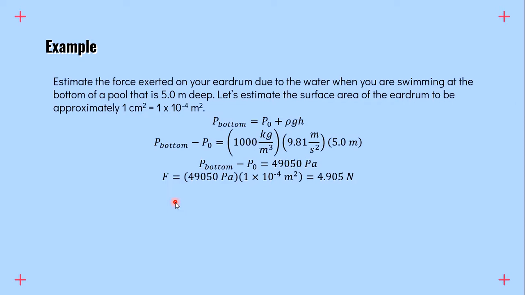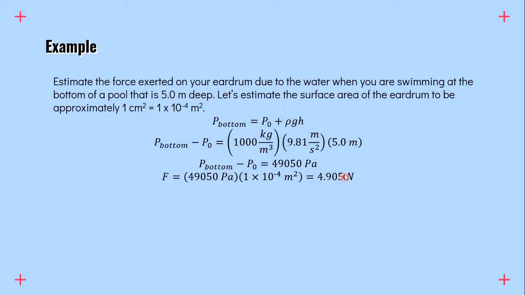The pressure at the bottom of the swimming pool is equal to atmospheric pressure plus rho gh. So that means the difference between the pressure at the bottom and the atmospheric pressure, which is the gauge pressure, P bottom minus P0, is equal to rho gh, 1000 times 9.81 times 5. That will be equal to 49,050 pascals.